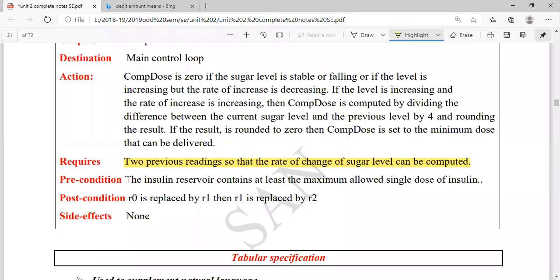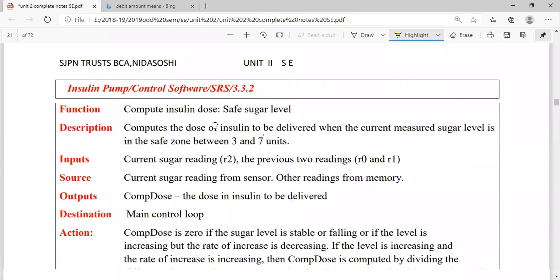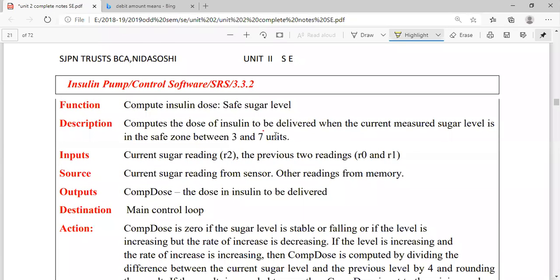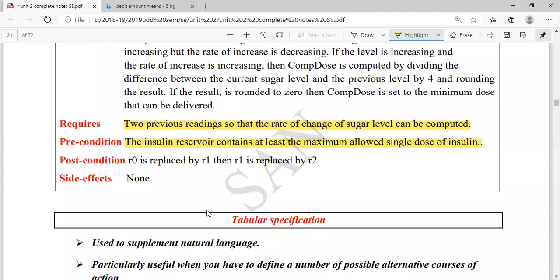So what are the preconditions? The insulin reservoir contains at least the maximum allowed single dose of insulin. It means you have to set the insulin to maximum dose, that is 3 to 7 units. 3 is the minimum and 7 is the maximum dose. It should be ready.